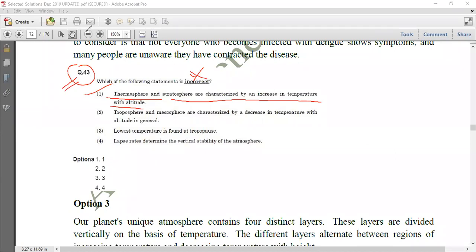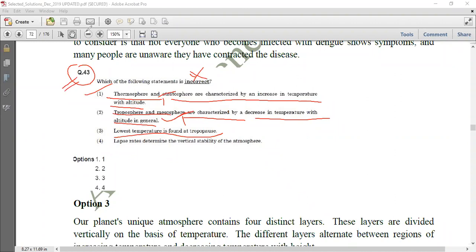Temperature increases with increase in altitude. That is true, when you go in stratosphere and thermosphere, both the temperature increases, so it is true. Then troposphere and mesosphere are characterized by decrease in temperature with altitude in general. Yes, it is also true that as you go up, in case of troposphere and mesosphere, the temperature keeps on dropping down. Then, lowest temperature is found at tropopause.